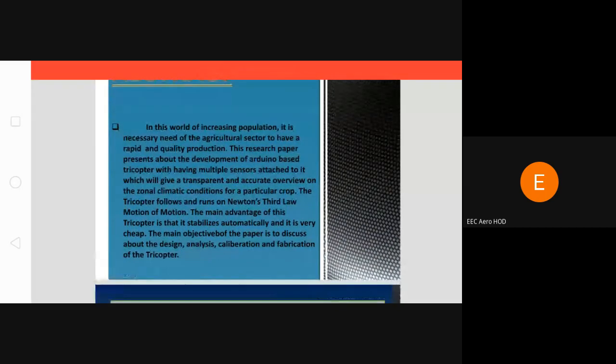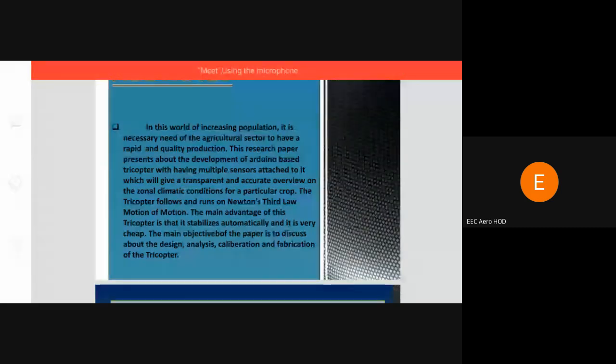We know that India stands second in population. So in such a condition, we need a very strong agriculture sector to have rapid and quality production. So my research paper presents the development of an Arduino-based tricopter. And our tricopter will be very helpful for the farmers to have a quick survey which gives an idea about the suitable climatic condition for a particular crop.